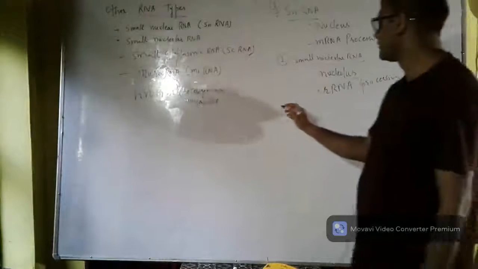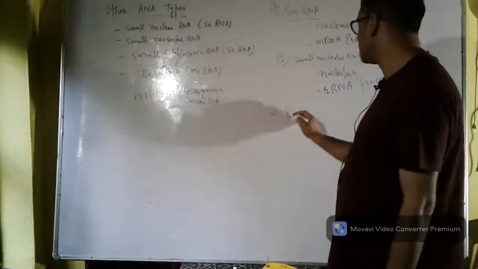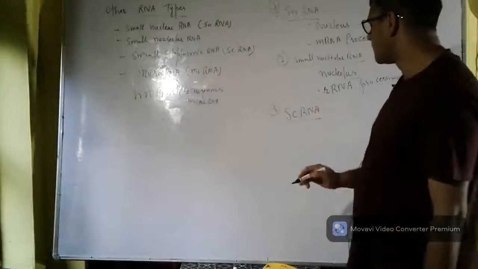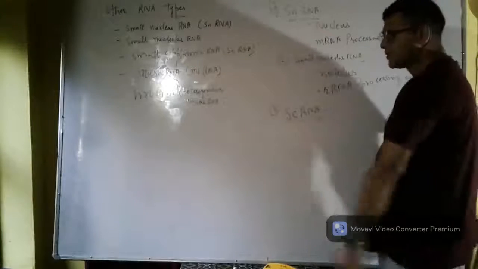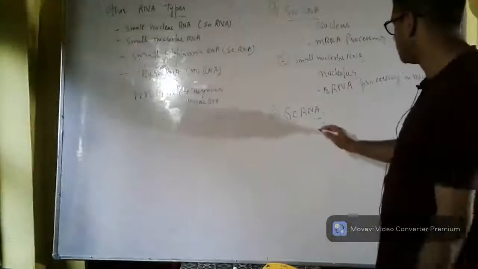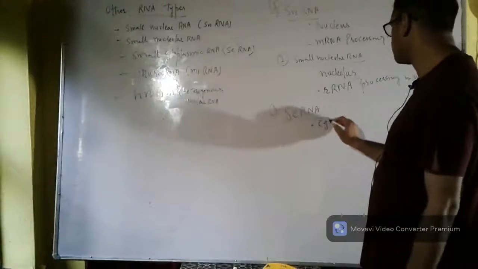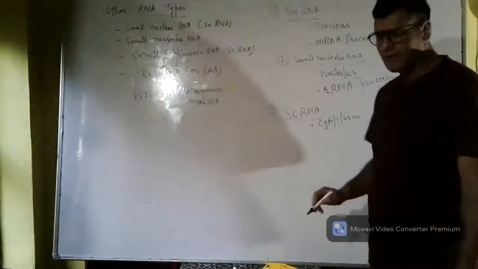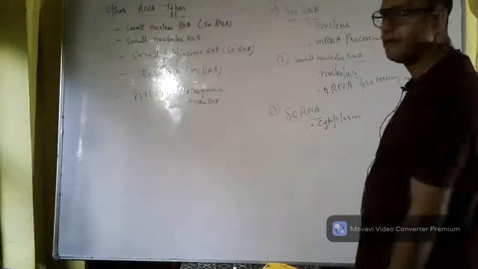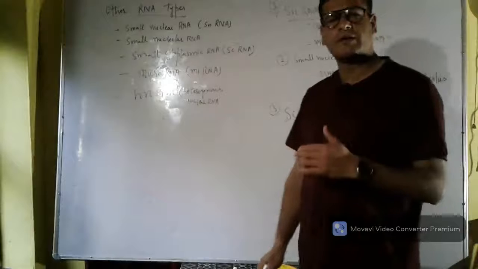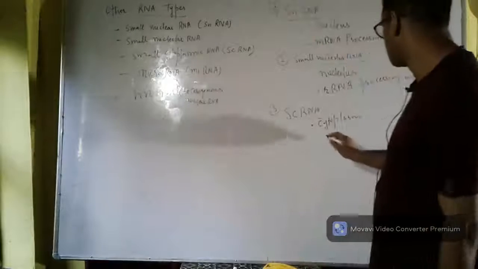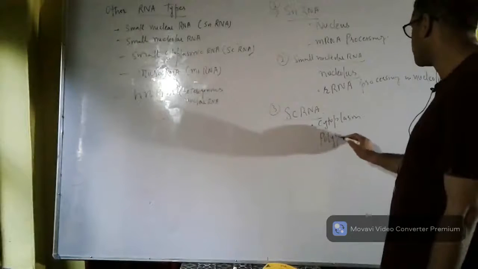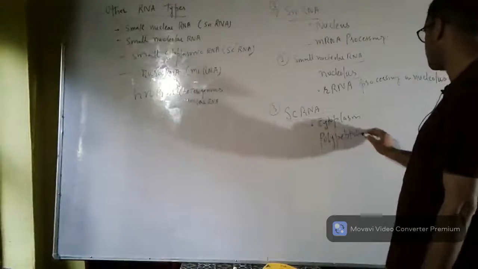Then we have got the third one, that is small cytoplasmic RNA. This small cytoplasmic RNA is a small size RNA. It is found in the cytoplasm in a free state. And this type of RNA is involved in processing of polypeptides. So it is actively involved in polypeptide processing.